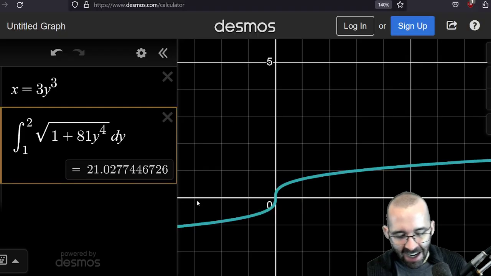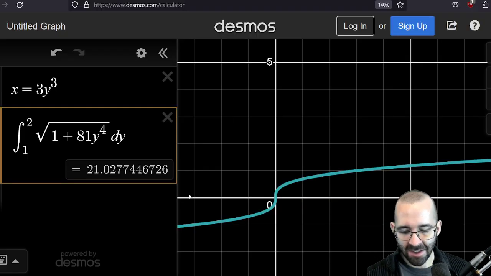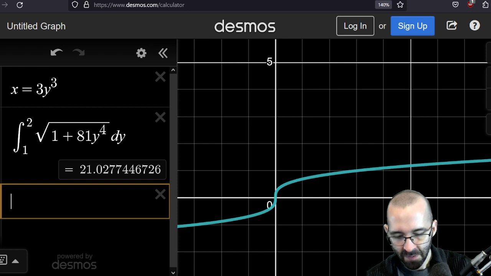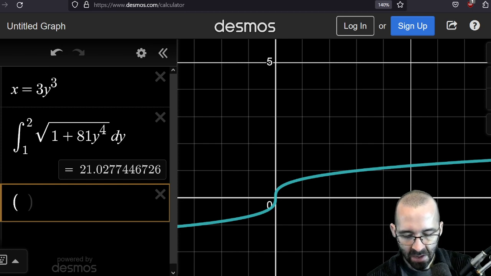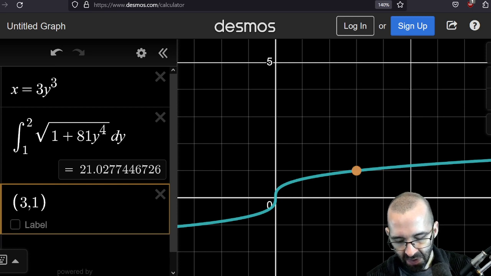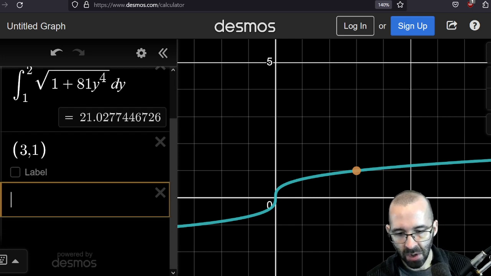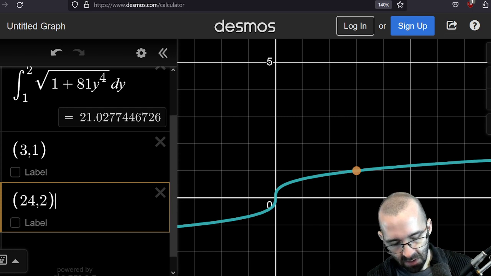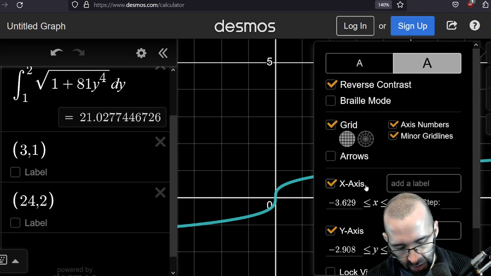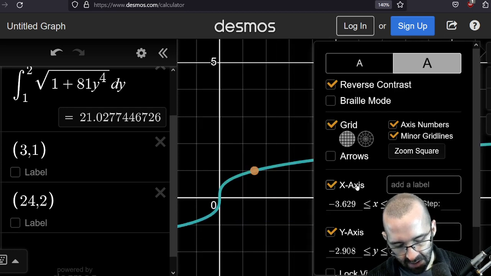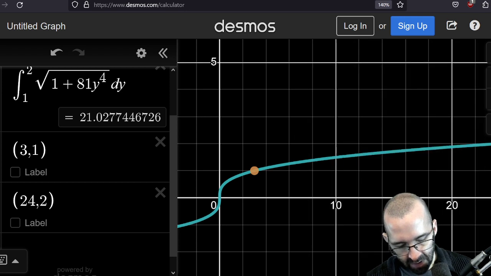All right. And again, if we wanted to, this is y goes from 1 to 2. When y is 1, we have the point 3, 1. And when y is 2, plug in 2 here, we get 24. So 24, 2. So if we really wanted to approximate this, well, we could approximate it with a line.